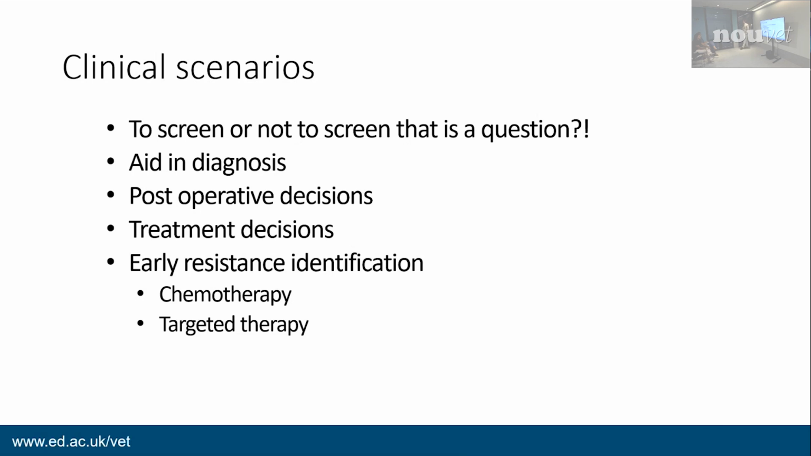So some of the cases where you have a mass, let's say in the lung, very close to the heart, and of course FNA is risky. The owner really wants to have the diagnosis. It looks like cancer, but you cannot confirm it in other ways. Then to make some post-operative decisions, and we get quite a lot of those cases, some treatment decisions, to identify early resistance to either chemotherapy or targeted therapy.